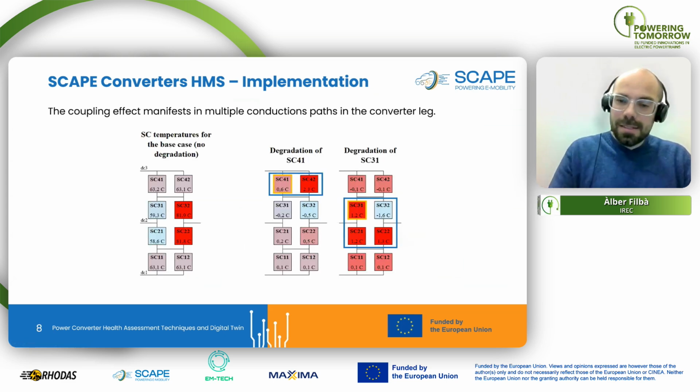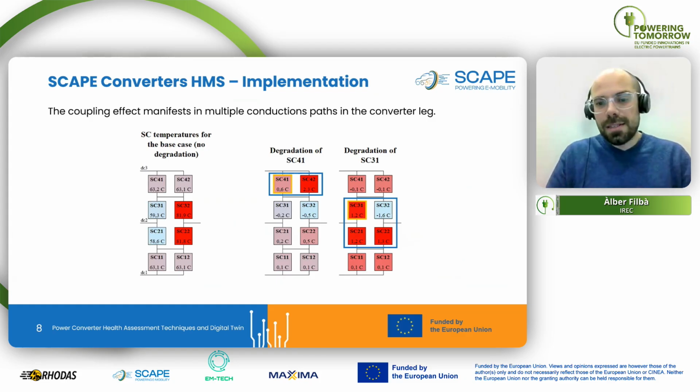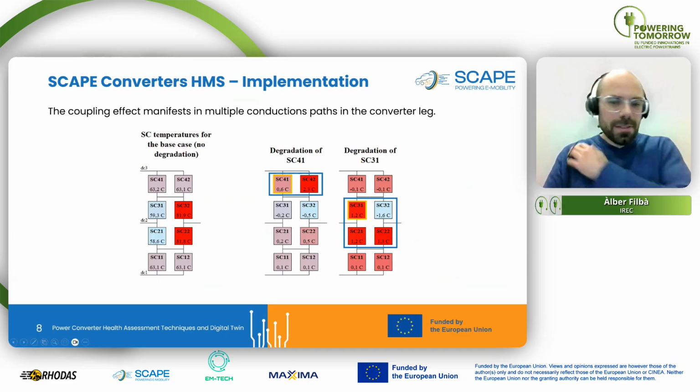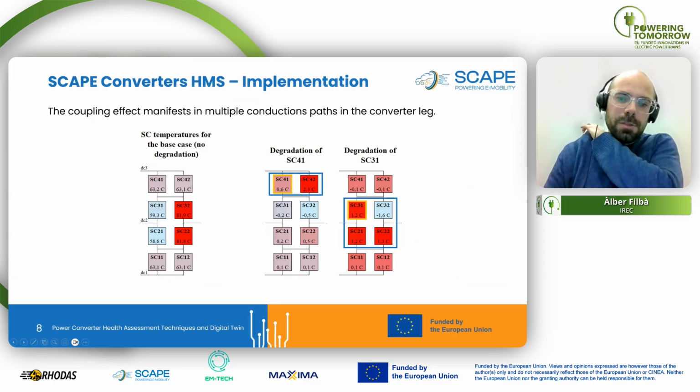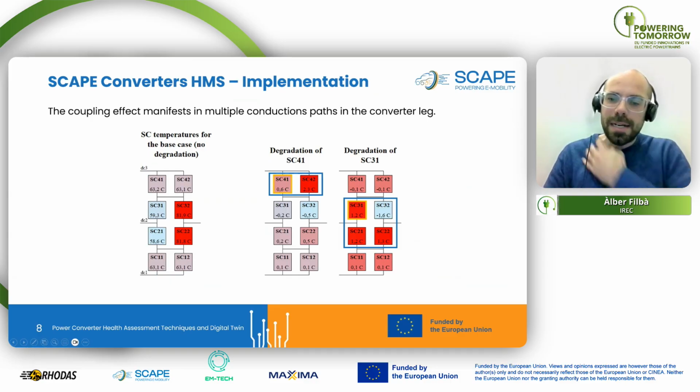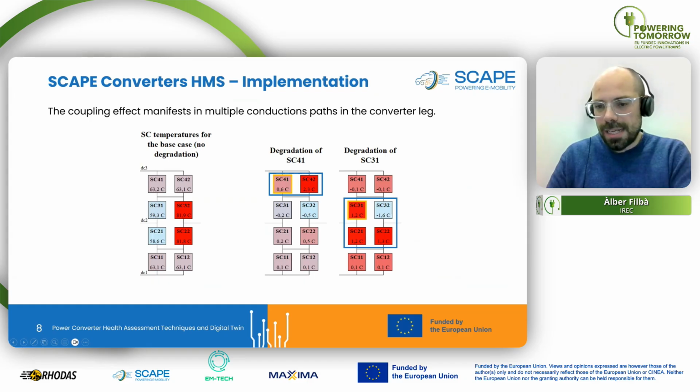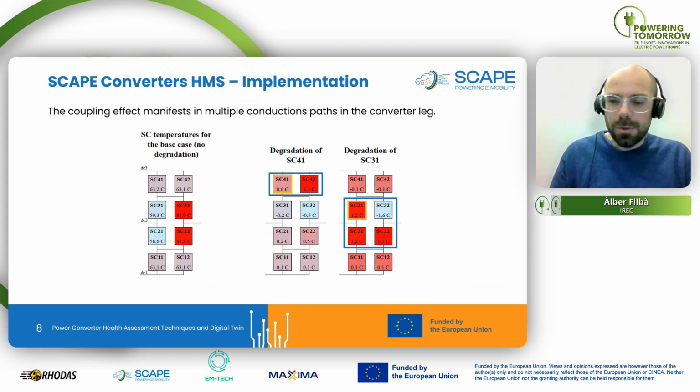Yeah, and the coupling effect manifests in the different conduction paths, that parallel conduction path that we have in the converter leg, in this case of the inverter. For instance, between these two cells and these two cells that are in parallel, and then also between these four switching cells. I won't go into detail into these numbers now. We can go into the questions if you want.